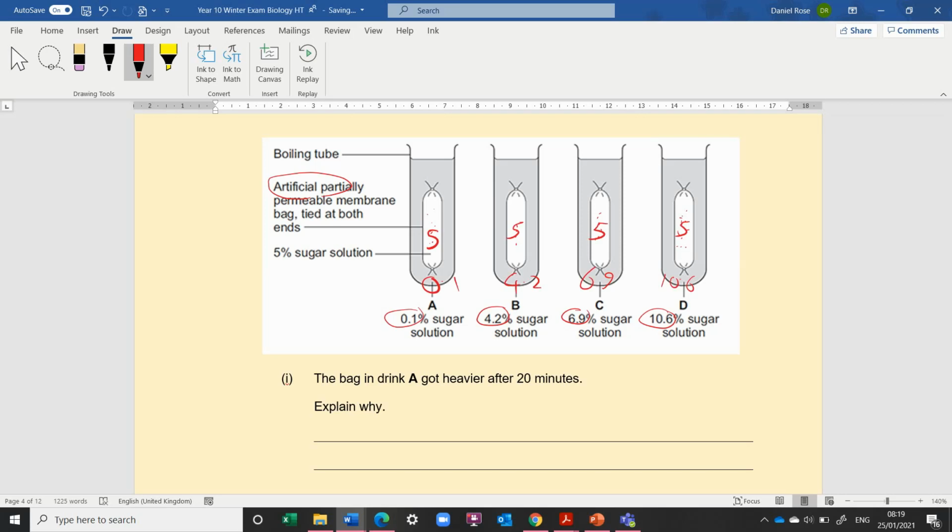Remember, this experiment's to do with osmosis, and osmosis is about the movement of water from where there's not much sugar to where there's a lot of sugar. So clearly in this one, we'd expect A to get heavier, B to get a little bit heavier. There's not much difference there, is there? C, actually we expect it to get lighter, and D, going to get a lot lighter because there's the biggest difference.